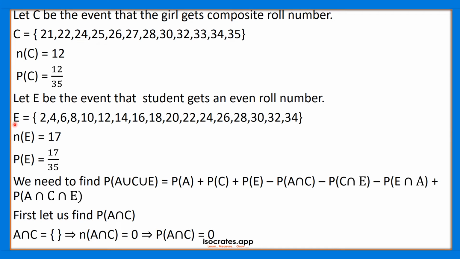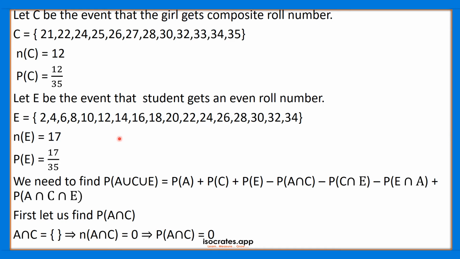So E is equal to 2, 4, 6, 8, 10, 12, 14, 16, 18, 20, 22, 24, 26, 28, 30, 32, 34. In this event E, the student can either be a girl or a boy, that doesn't matter, but the selected student should get an even roll number. So n of E is equal to 70.